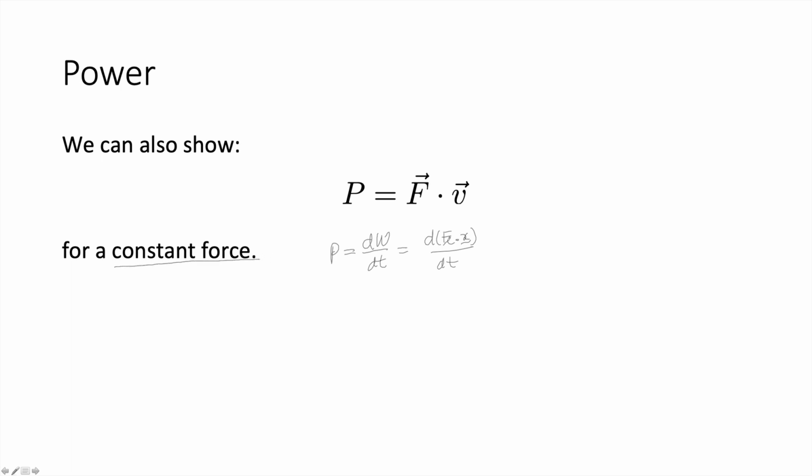So if the force is constant, we can pull it out the front of this derivative. So we've got F dot dx/dt. But dx/dt, the derivative of the displacement with respect to time, is just the velocity. So the power can also be calculated using F dot v.